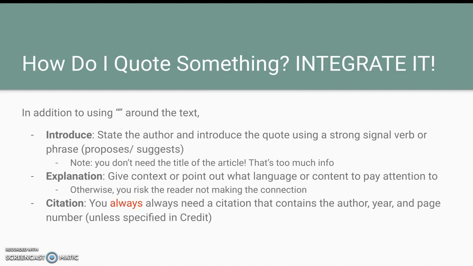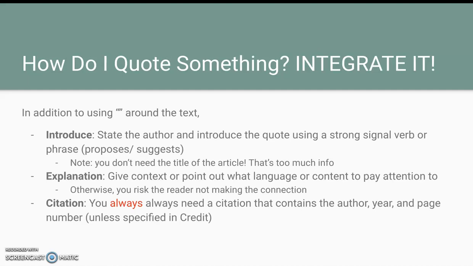After you've introduced the author and that a quote is coming up, provide an explanation. This will give context, purpose, or point out what is important in the quote, what the reader should pay attention to. When you do this, the reader is guided to understand the interpretation you're making. Without it, you risk the reader not making the connection you want them to make. You kind of just dump a quote in and they're gonna gloss over it.